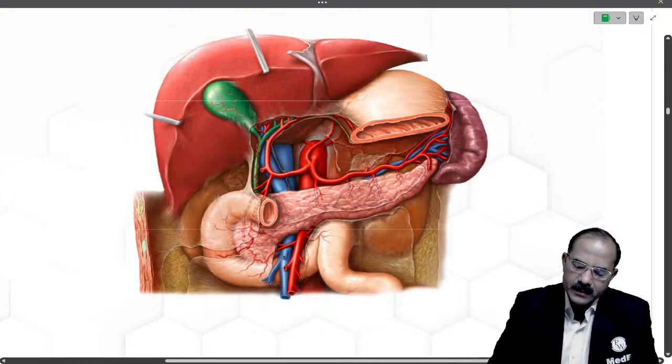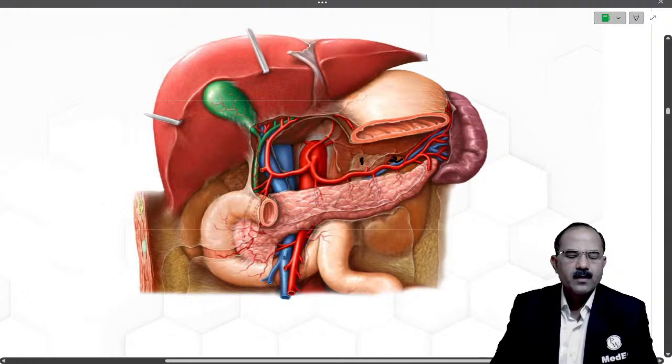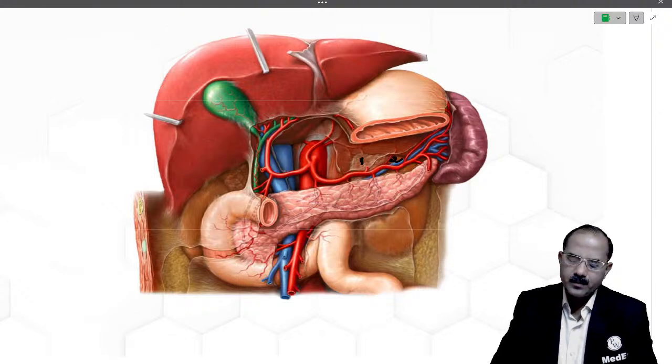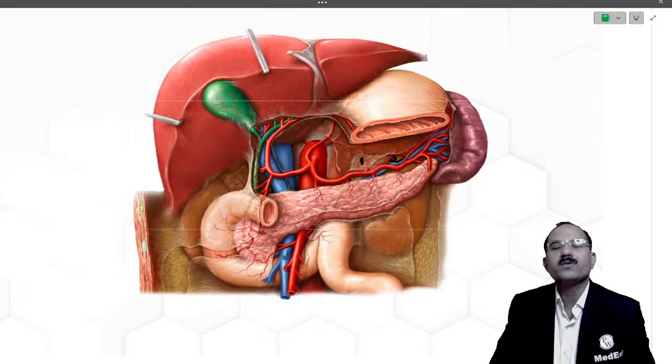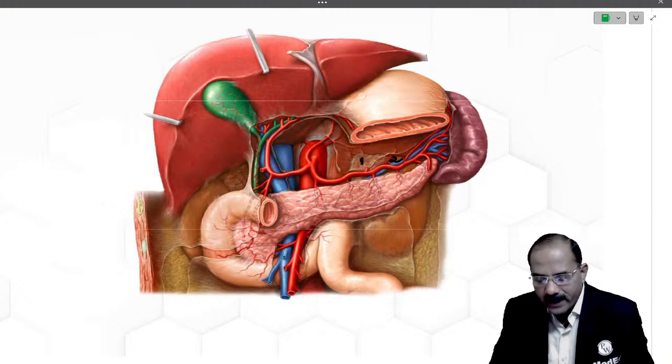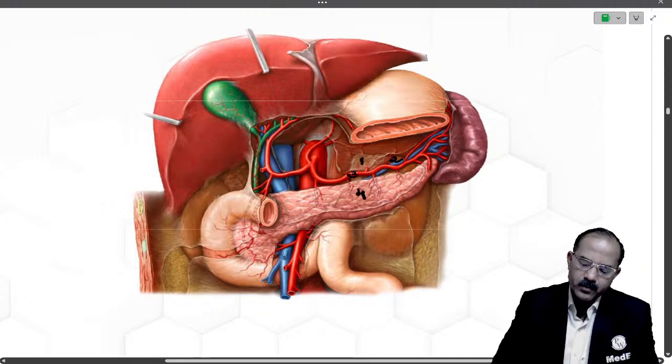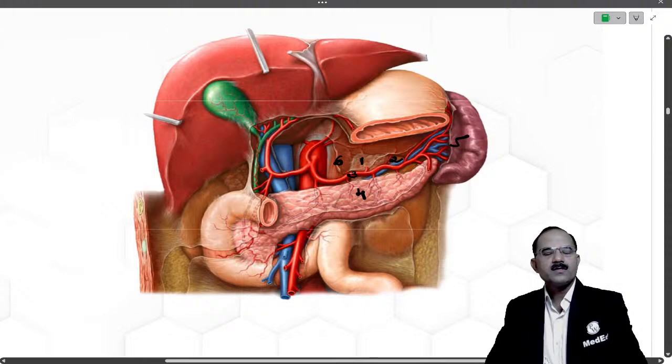I'll just point this out for you. Okay, we'll start. This is number 1. That's number 2. I hope you can see this. Hello, can you see? I'm talking about the posterior relations of the stomach. It is also known as the stomach bed. Okay, this is number 3, this is number 4, this is number 5, this is number 6. Come on. Stomach bed.